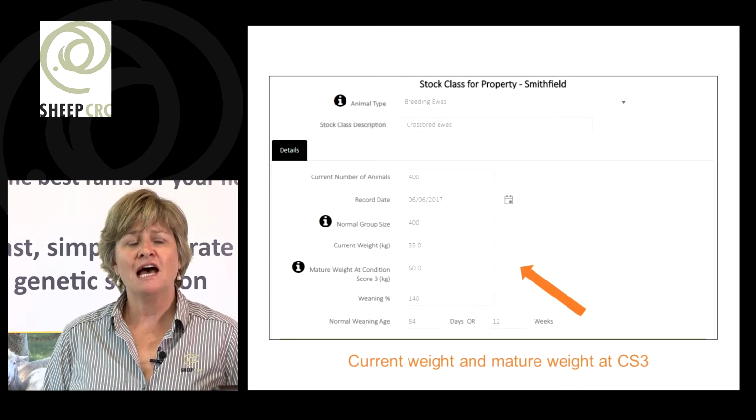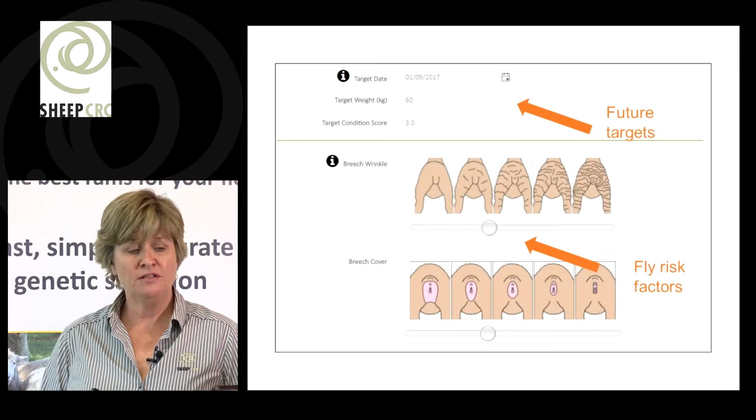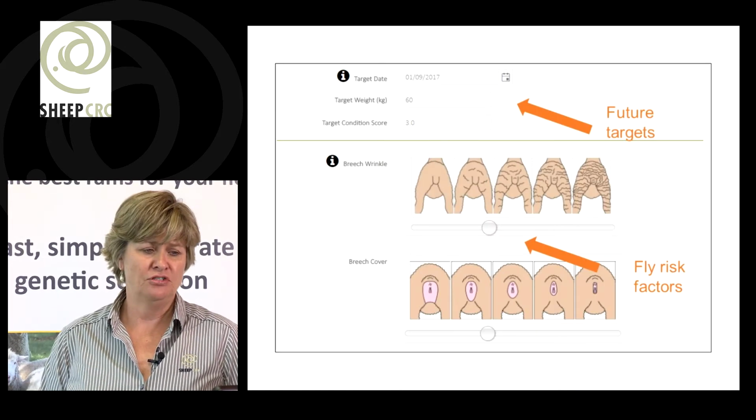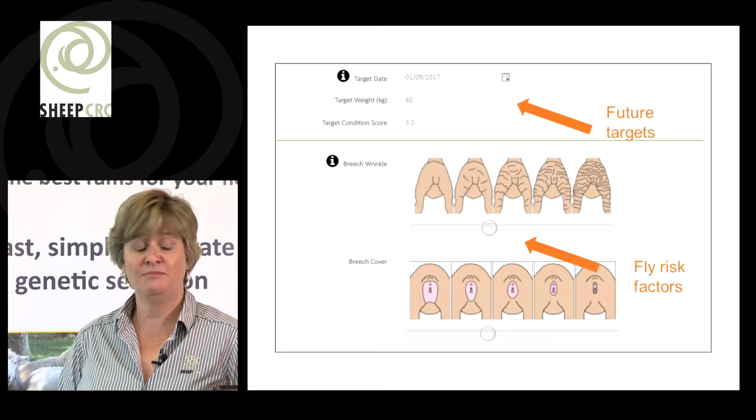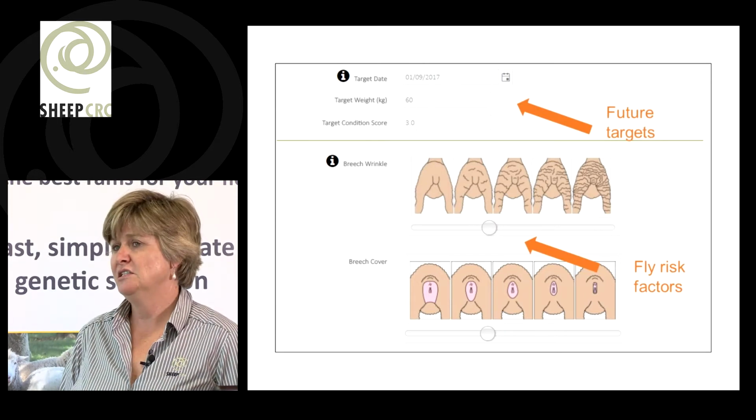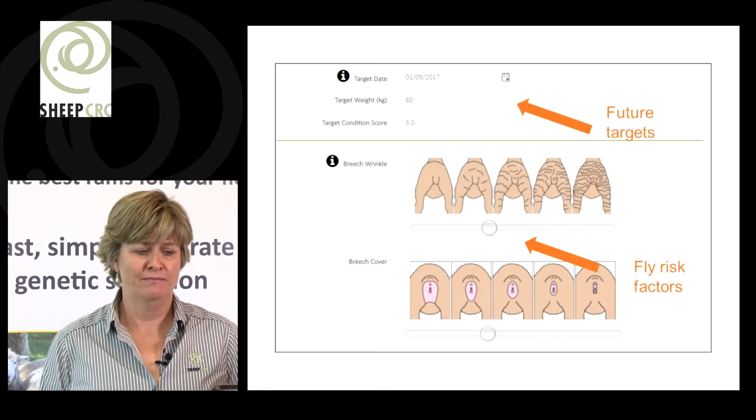You can also enter a target for ewes in the future, up to 90 days in the future. So you might enter a target weight that you want them to increase to, say perhaps before lambing, or a target condition score that you want them at lambing time.